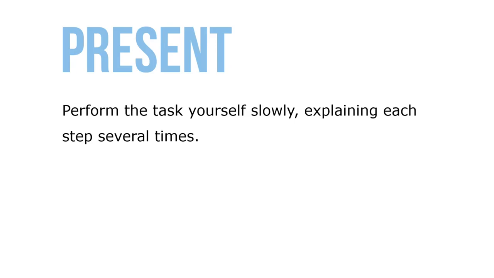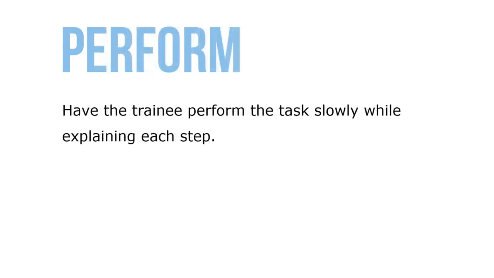Step 2, presentation of the task by the trainer. Perform the task slowly, explaining each step several times. Once the trainee seems to have the steps memorized, have the trainee explain each step as you perform the task. Prepare a written list of steps in complex tasks and give a copy to the trainee. Step 3, performance of the task by the trainee. Have the trainee perform the task slowly while explaining each step. Correct any errors, and be willing to help the trainee perform any difficult steps. Continue until the employee can perform the task proficiently.